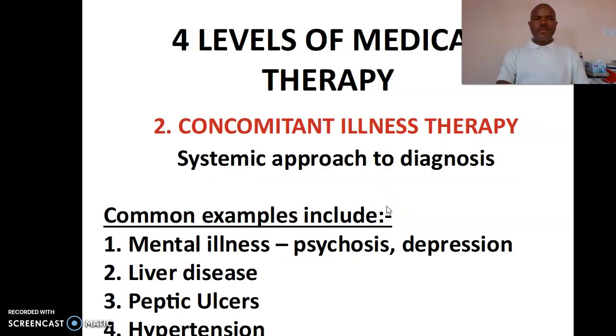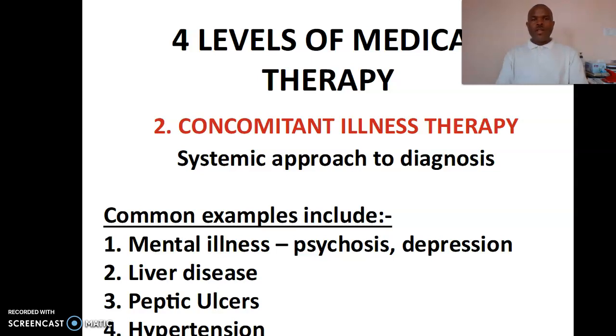Then the concomitant illness therapy, the next level. Here, concomitant illnesses are those illnesses that come together with addiction, because addiction is an illness. And so people coming into rehabilitation will have addiction, and some of them also have other illnesses. The common examples, many have mental illnesses, psychosis, schizophrenia, depression, anxiety. Some of them have liver disease. You've heard of liver cirrhosis in alcoholism, for example, peptic ulcers, hypertension, diabetes.